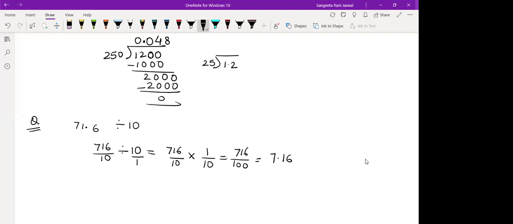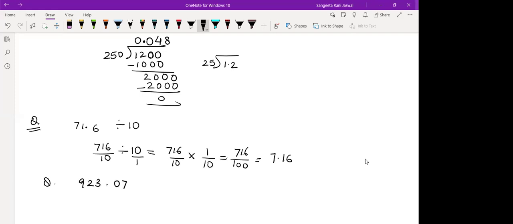Ma'am, one more easy method is that when we divide by 10, we count how many zeros there are and move the decimal to the left. And when we multiply, we move to the right. Yes, that also works. That is also another way of doing it. Good. Take another question.